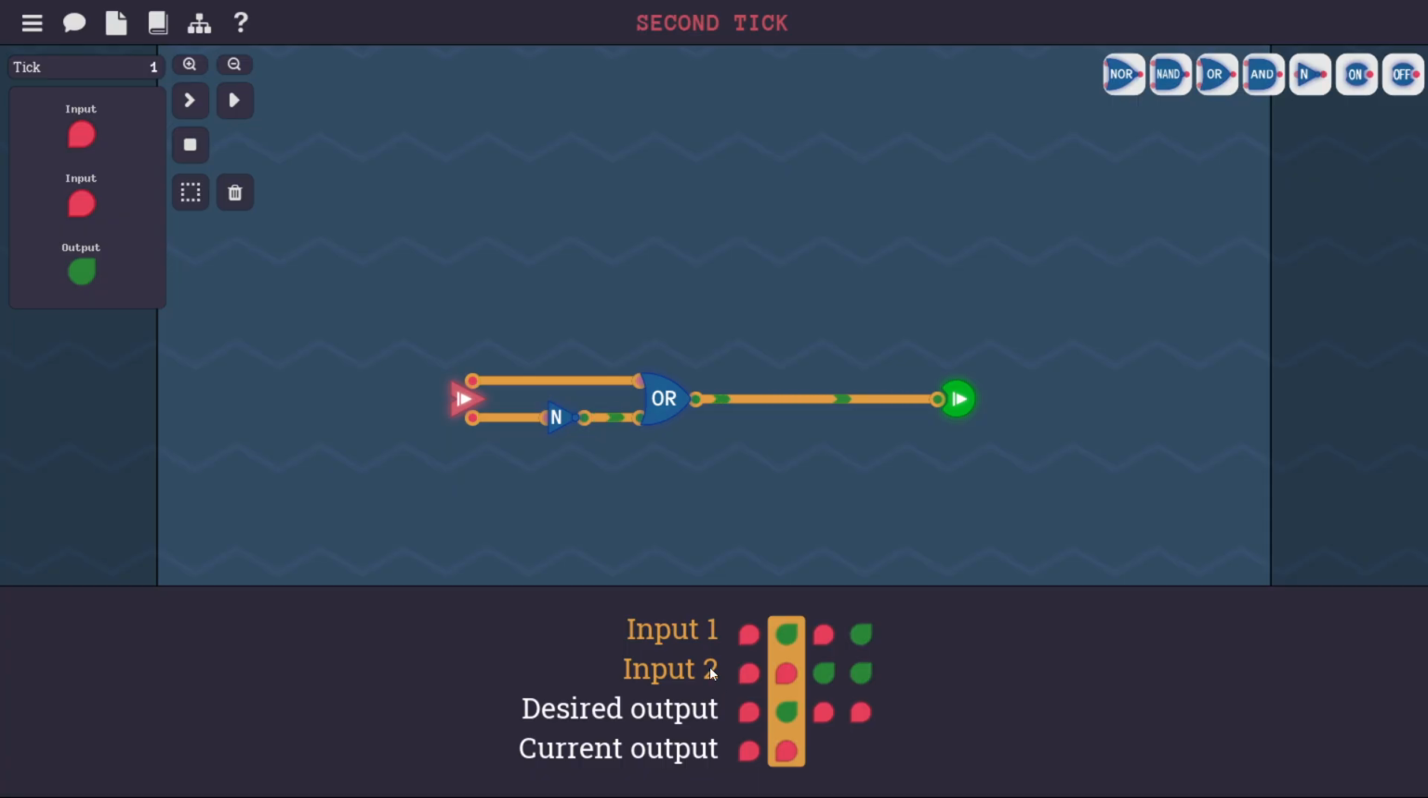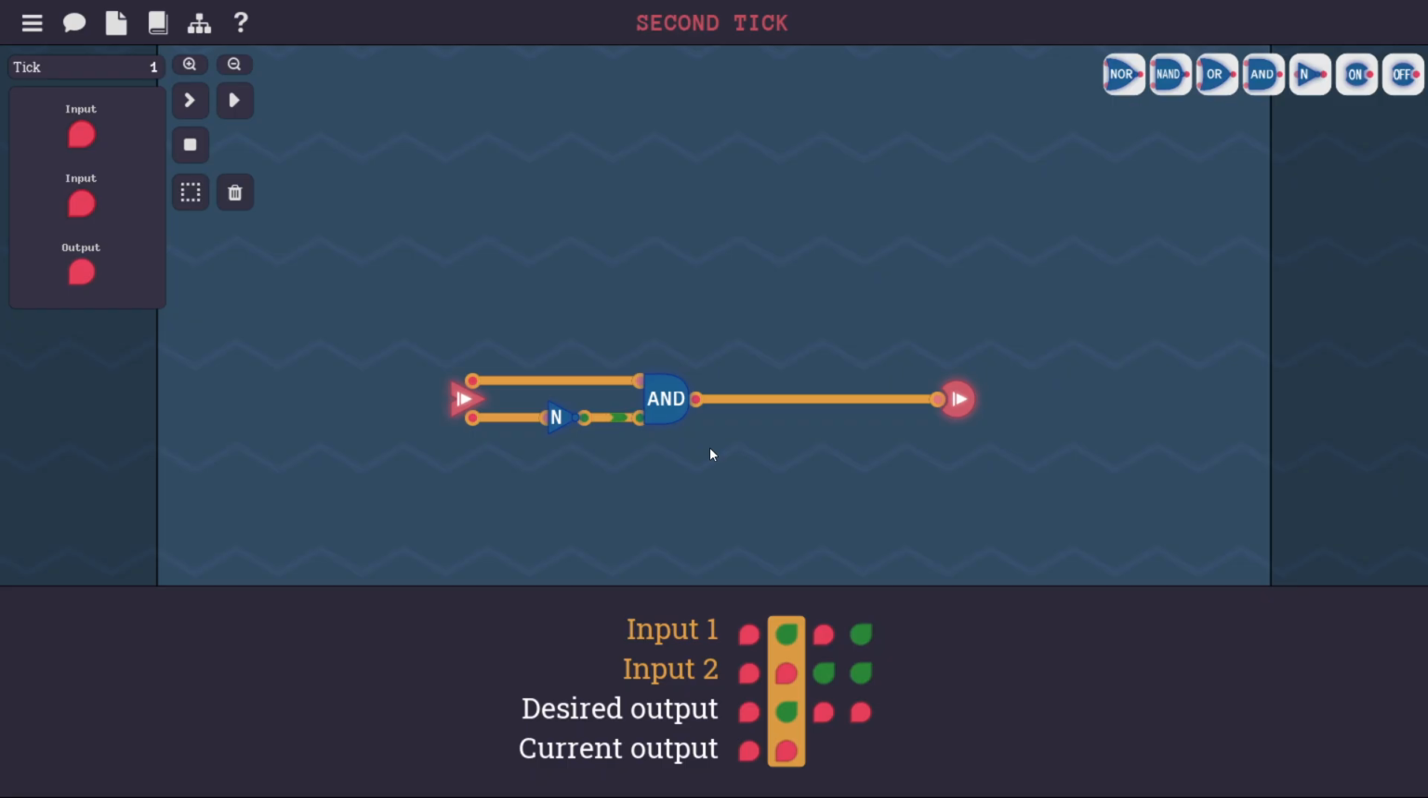Okay, that's because of the OR gate. Let's change the OR gate and use a more strict gate, which is an AND gate. So if both of them are off, then the output is off. Since both of them have to be green before the output of an AND gate is green.